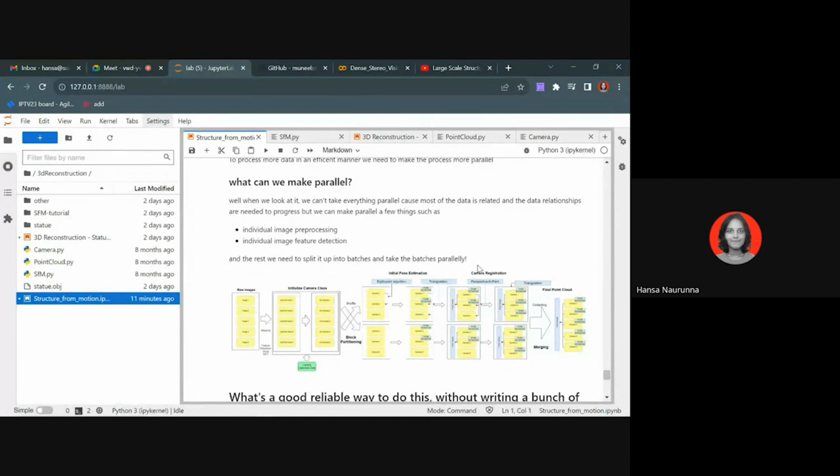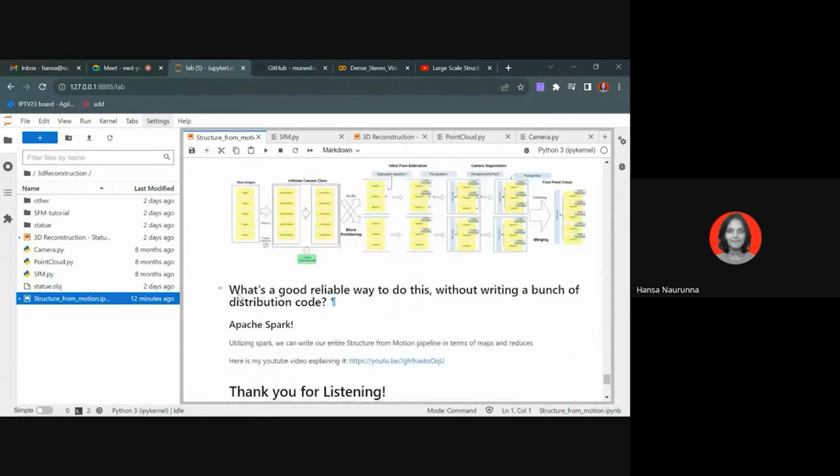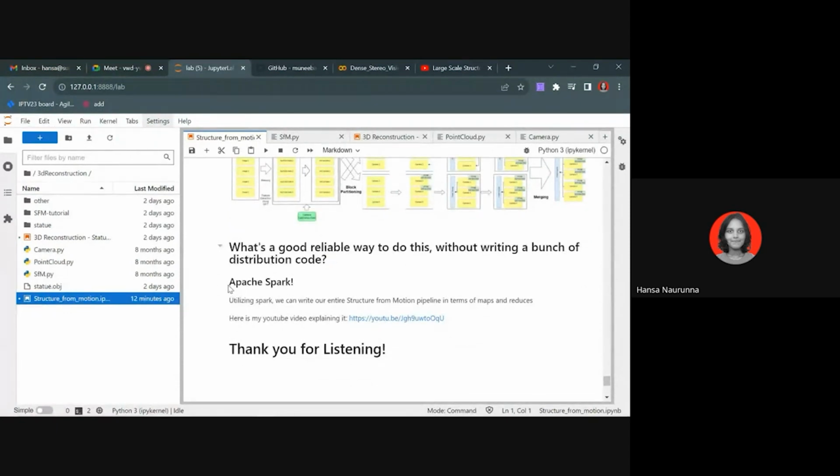A few issues we had with block partitioning and merging in general were that we had to write these large distribution algorithms that would go wrong, or one node wouldn't start and then something else would happen, and then everything just doesn't go nicely. So a really easy way to avoid all that is to just use Spark, and you can have this time-tested tool do everything for you. So over here, what's a really good, reliable way to do this without writing a bunch of distribution code? We have Apache Spark.